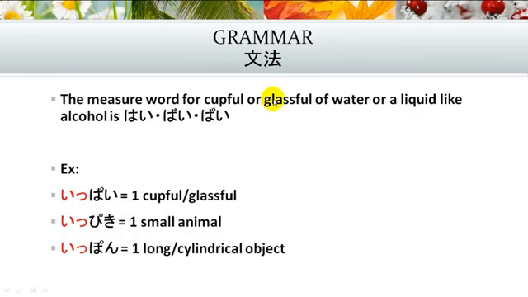The measure word for cupfuls or glassfuls of water or a liquid like alcohol is hai, bai, or pai. So for example, 1 cupful or glassful is ippai, 1 small animal is ippiki, and 1 cylindrical object is ippon. Notice it's just the classifiers that are different. The prefix stayed the same.